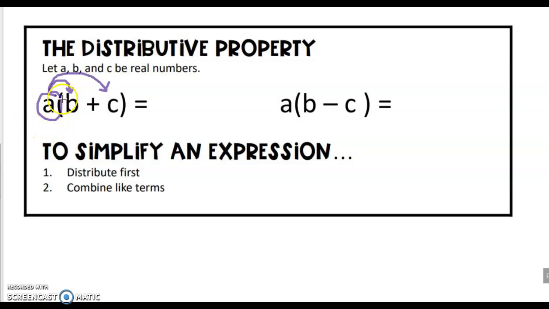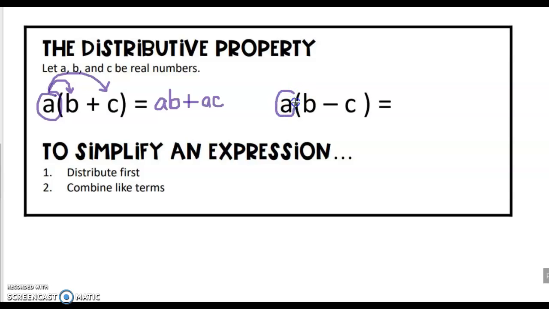So if I look at A and I multiply that by B, my answer would be AB. Now I'm going to take a look at A and I'm going to multiply it, or distribute it, to the C. Well, A times C is AC. And a positive times a positive is a positive. So that remains positive.